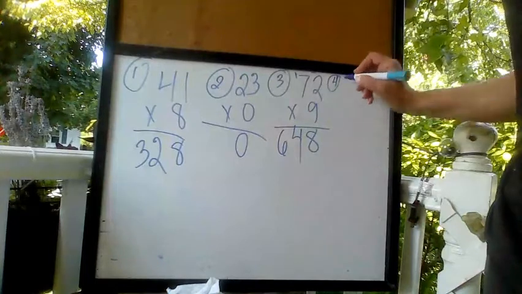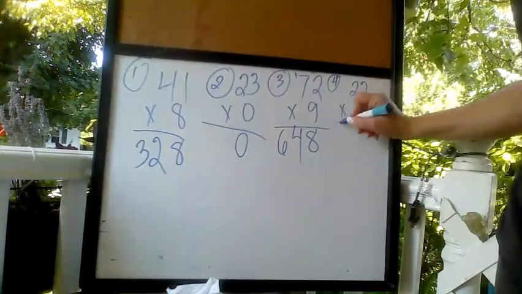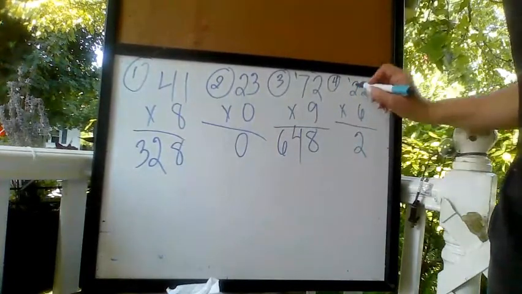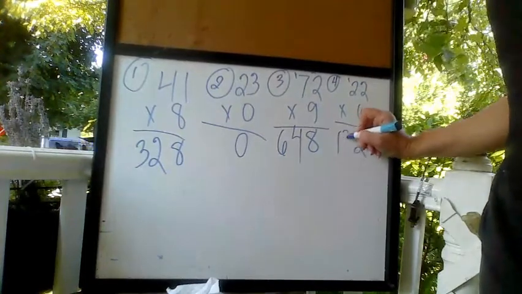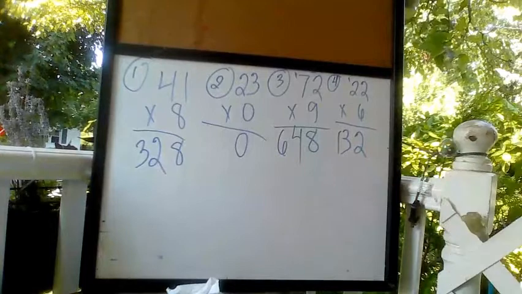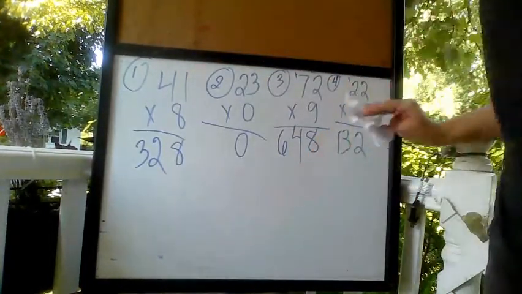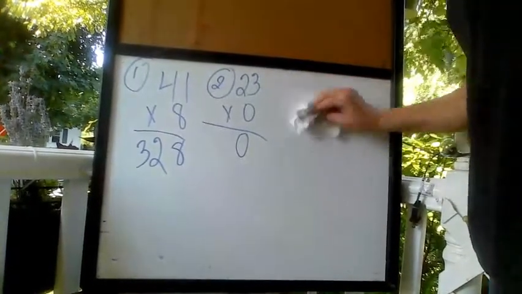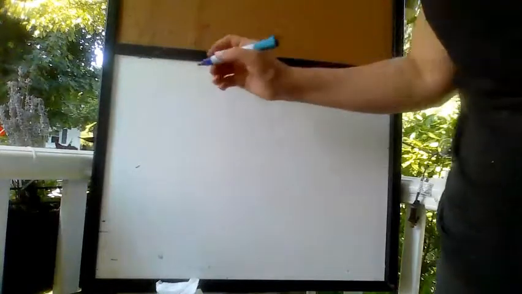I'm going to squeeze number 4 in here. 22 times 6. 6 times 2 is 12. Carry the 1. Writing the 2 down, carrying the 1. 6 times 2 is 12, plus 1 is 13. So the answer is 132. Okay, just check and make sure you can see that. Okay, next row, number 5.